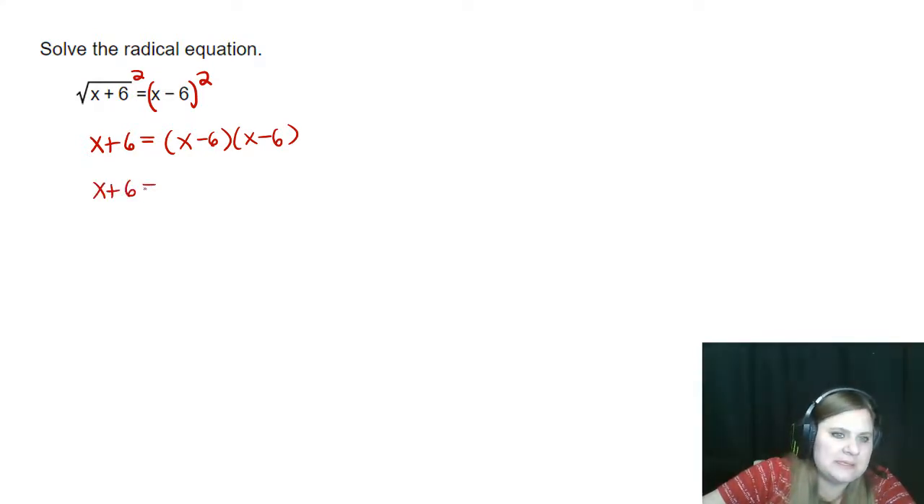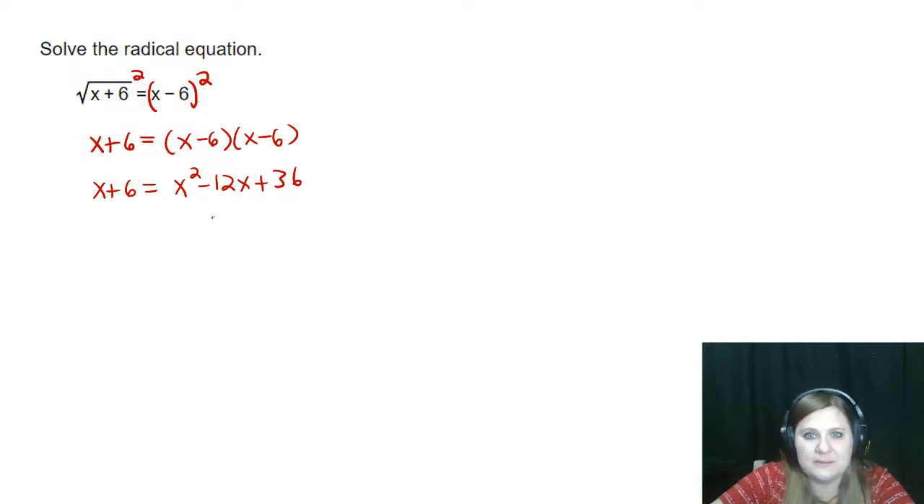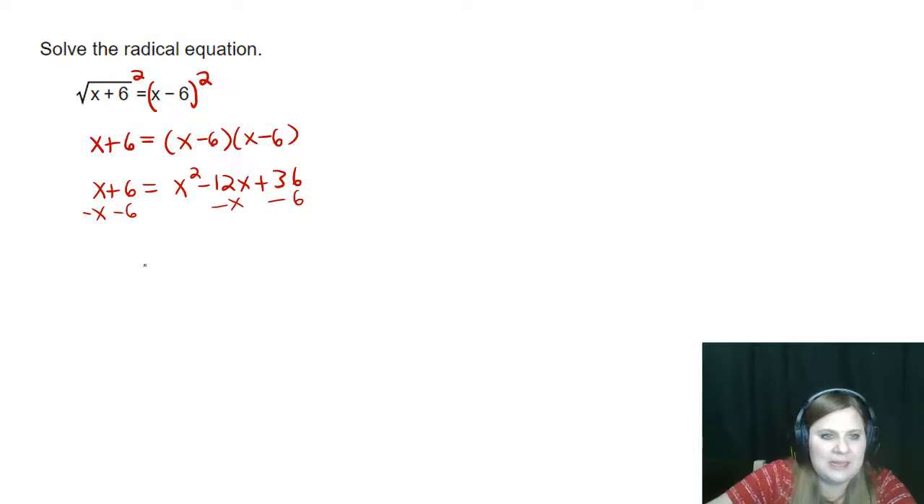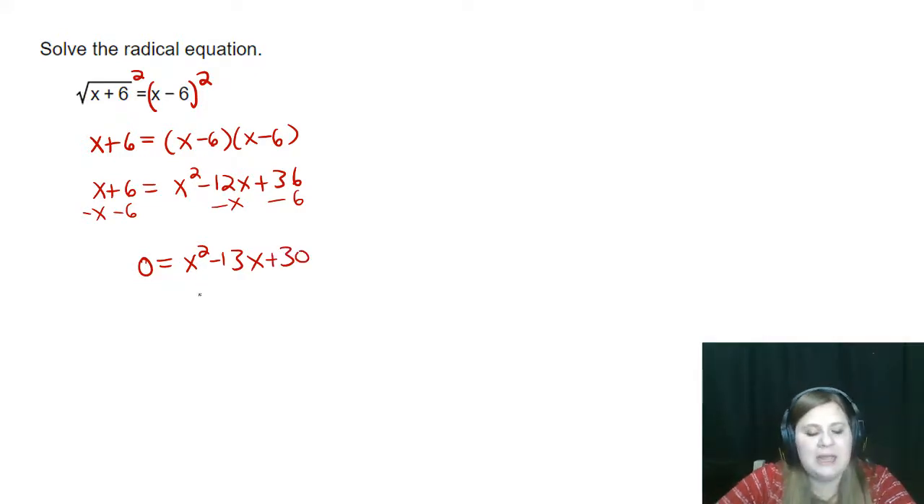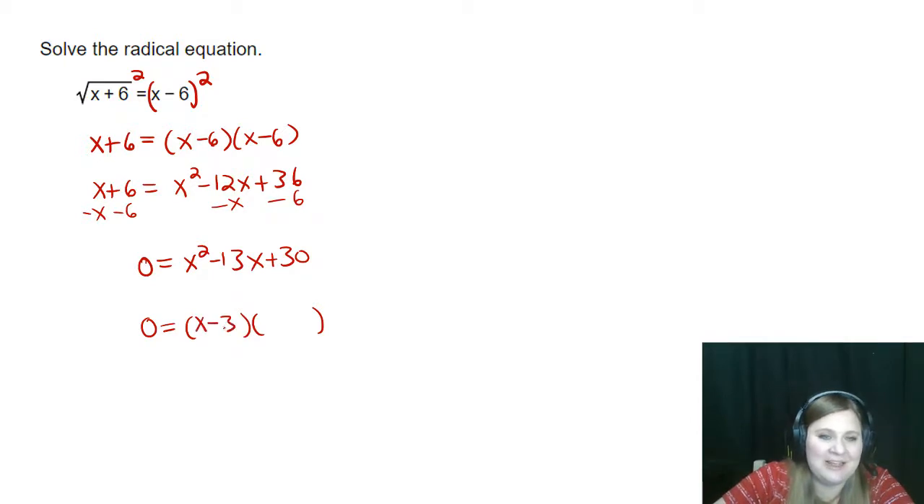So now I have x plus 6 equals, and when you FOILed this, you should have gotten x squared minus 12x plus 36. Now I'm going to move my x and my 6 over to the right side, and I get x squared minus 13x plus 30. And then I want to see, is there any way to factor this? Well, I can find two numbers that multiply to 30 and add to negative 13, and they are negative 3 and negative 10. Now I get two answers, x equals 3 and 10.